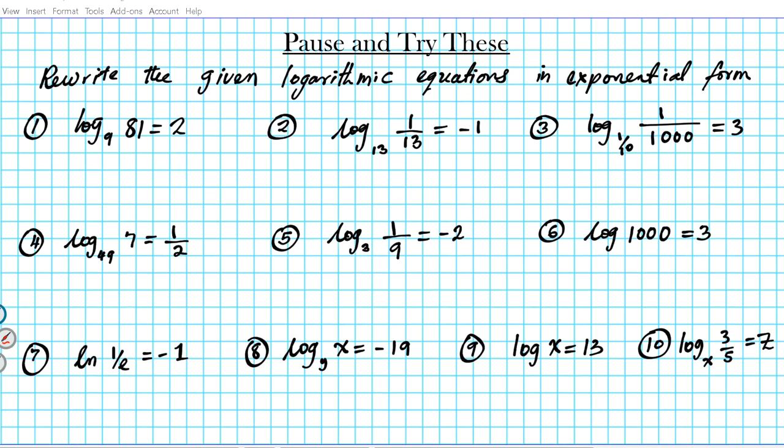Alrighty, ladies and gentlemen, we have 10 practice problems that we would like you to try out. Go ahead and pause this video presentation at this time. Try out these 10 problems. When you're done, reinitiate playback so that we can show you the correct answers for you to check your work.